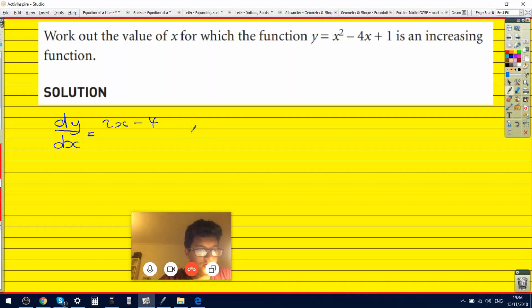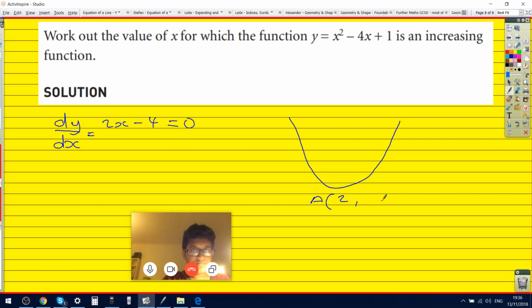Let me just see. Do you know the lowest point on the graph? How could you find the coordinates of the lowest point on this graph? We use the dy by dx, but that equals 0 at that point, because the gradient's 0. So 2x equals 4, so x would be 2. So this graph would look something like that. So here, the minimum point.